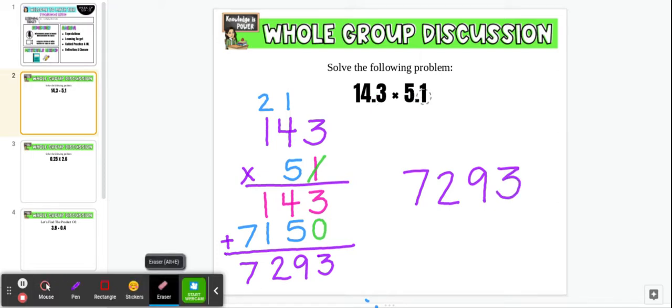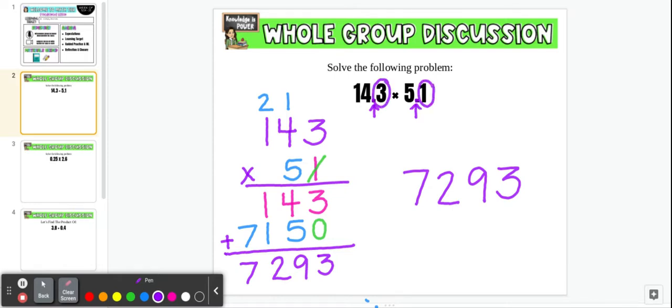Now we go back to this original problem and we say, okay, how many digits do I have? And when I say digits, I mean how many numbers do I have after my decimals here in the problem? So I have 1 here and 1 here. Well, 1 plus 1 is 2. So I have 2 digits after my decimal in the problem. So I have to start at the end of my number and count in 1, 2, and put my decimal. So my answer is 72 and 93 hundredths for this problem.